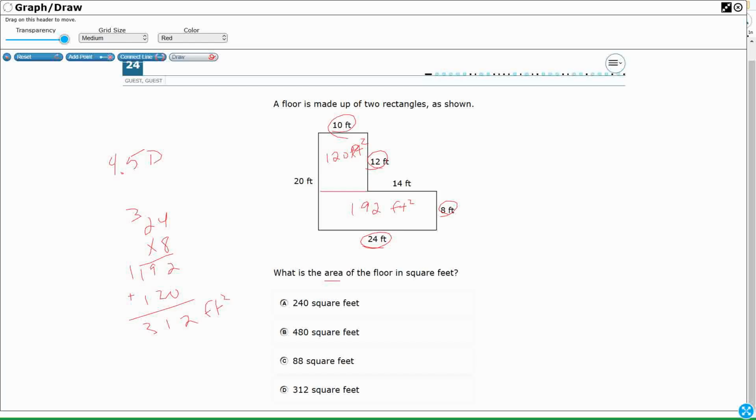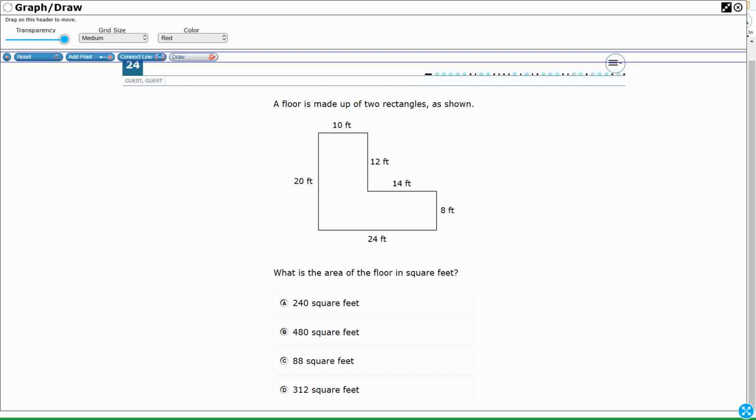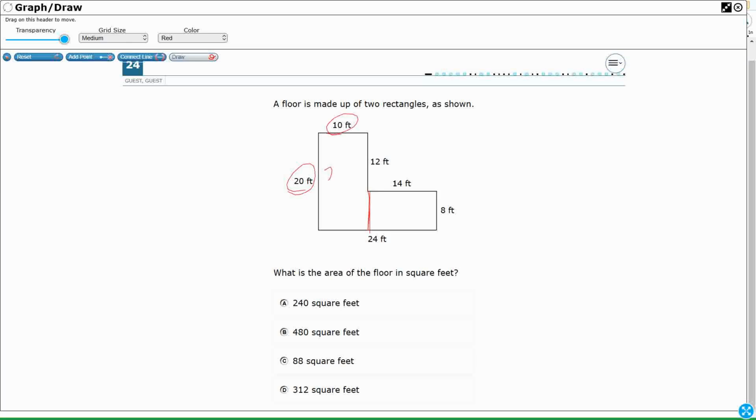Now, that's not the only way to do it. You could draw it like this, right? So now I've got a 20 by 10, so that's 200. Then I've got a 14 by 8, excuse me, and that's going to be 112. And 112 square feet and 200 square feet still gets us 312.